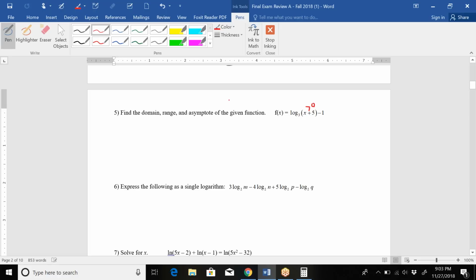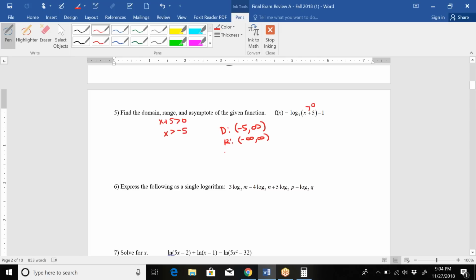So the way you find your domain is you just put the part that is in that parentheses greater than 0 and you solve for x. So x has to be greater than -5. So my domain is -5 to infinity. In a logarithm, since the domain has an issue, the range actually doesn't, because remember, it's opposite to the exponentials. So the range will always just be -infinity to infinity.